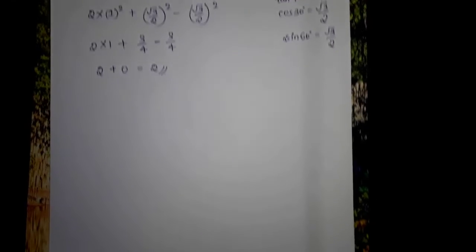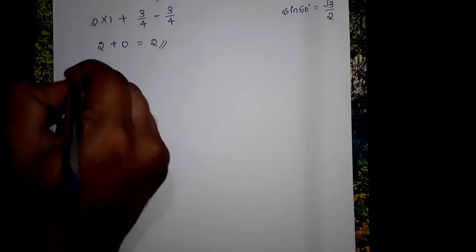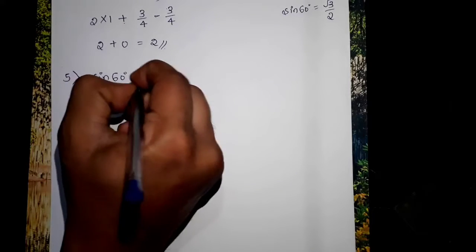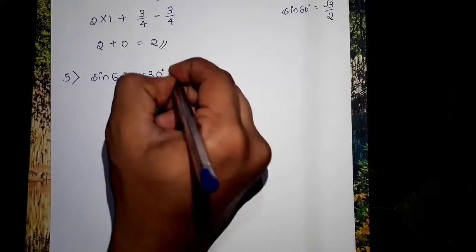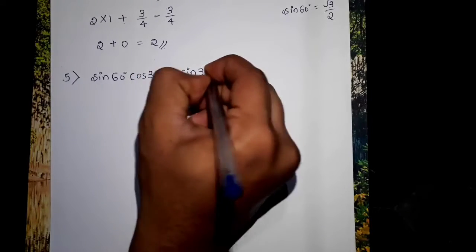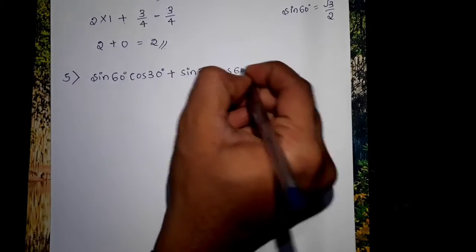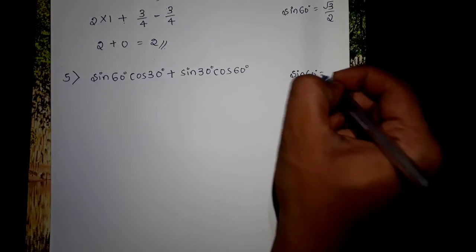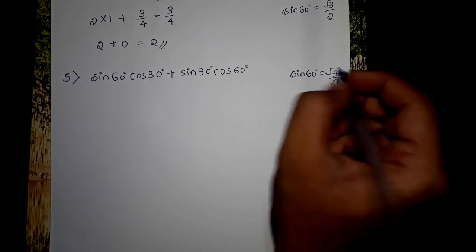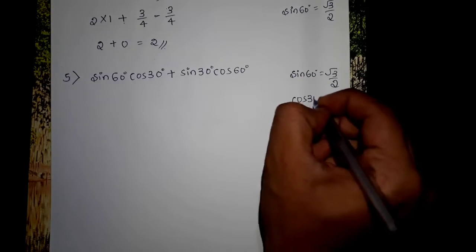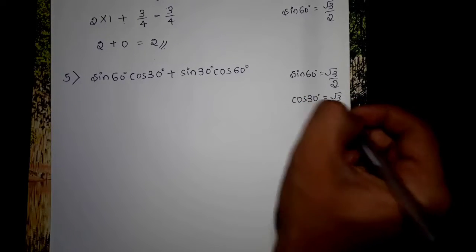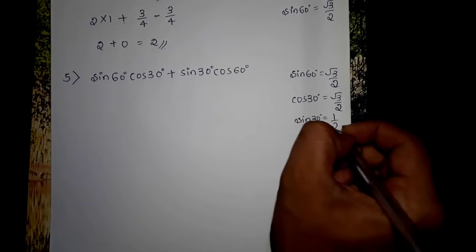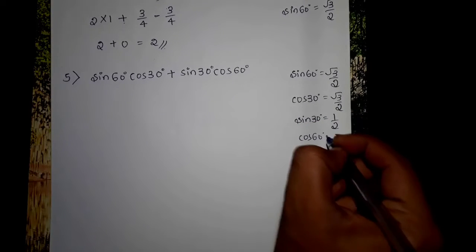Now let us go to the next question. Fifth question. Sin 60 degree into cos 30 degree plus sine 30 degree into cos 60 degree. Now write down the values. What is sine 60? It is root 3 by 2. What is cos 30 degree? Again it is root 3 by 2. What is sine 30? Sine 30 degree means 1 by 2. What is cos 60? Again it is 1 by 2.